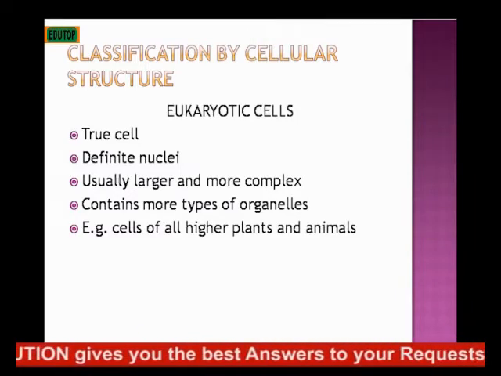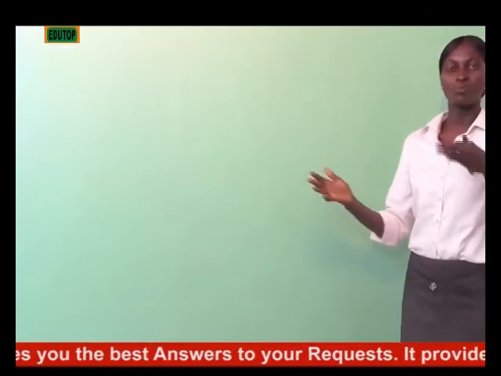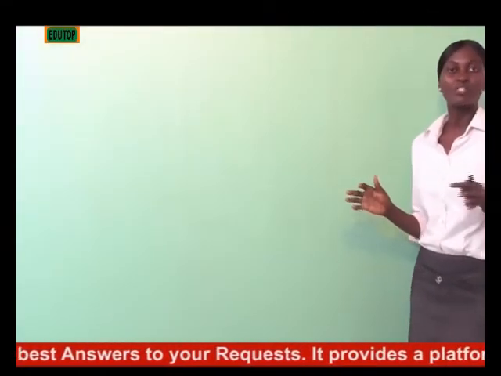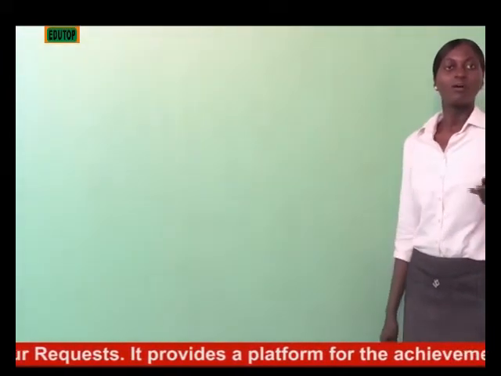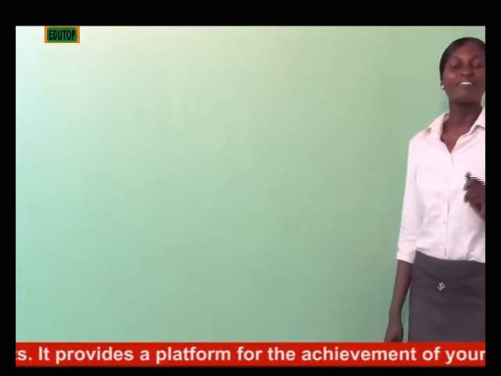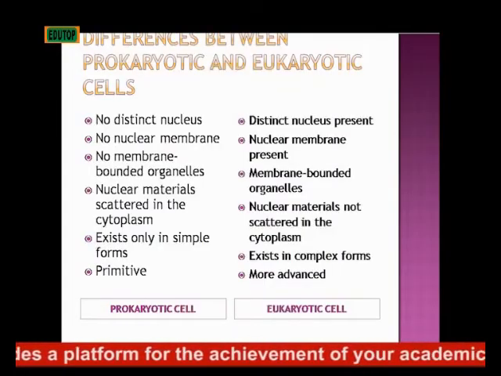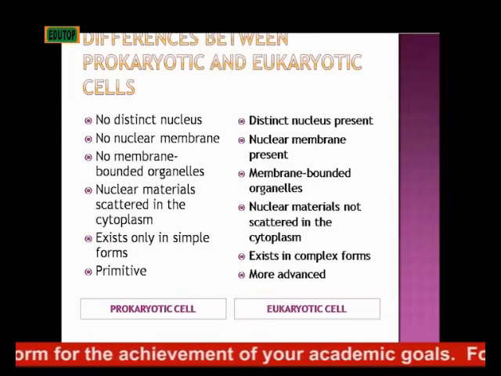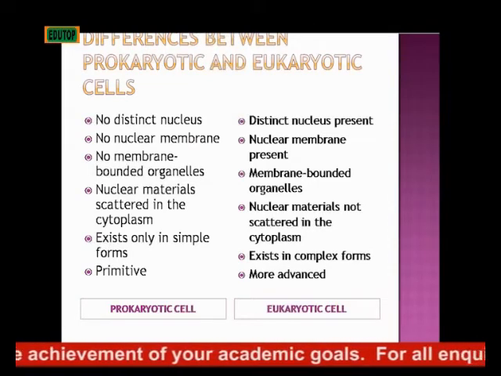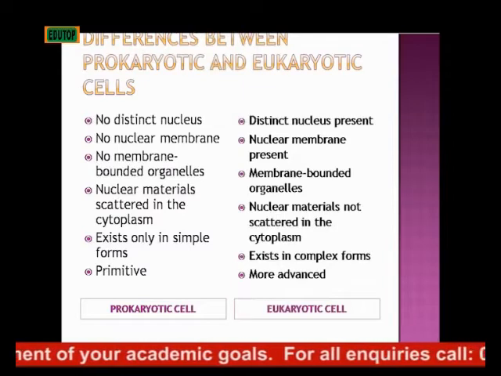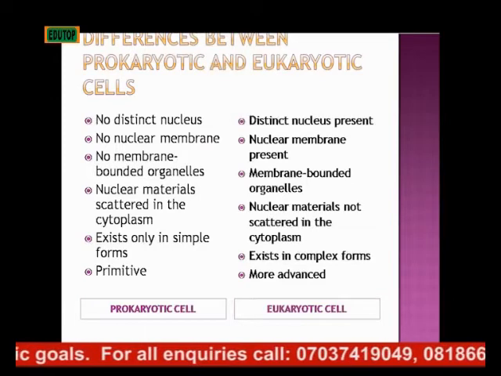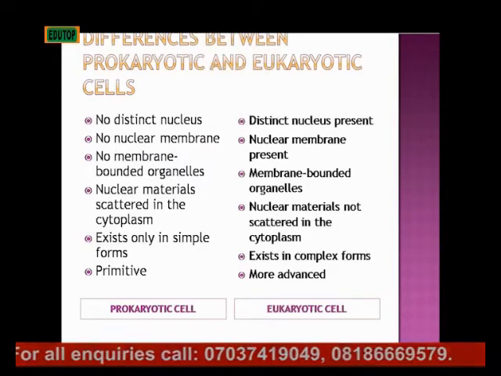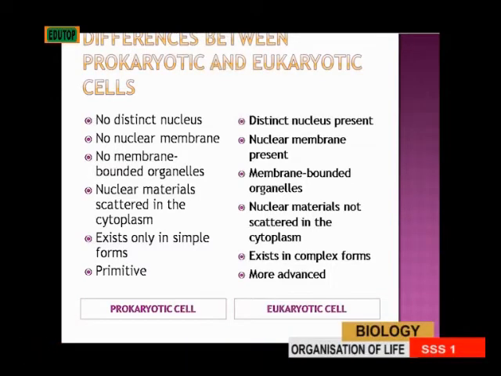So we want to consider what the differences are now. We want to put it side by side: the differences between the prokaryotic and the eukaryotic cell. The prokaryotic does not have a distinct nucleus. It's just a simple cell. While the eukaryotic cell, which is the true cell, has a distinct nucleus. You can see this is the nucleus of this cell. Now, the prokaryotic cell doesn't have a nuclear membrane, while the eukaryotic cell has a nuclear membrane.